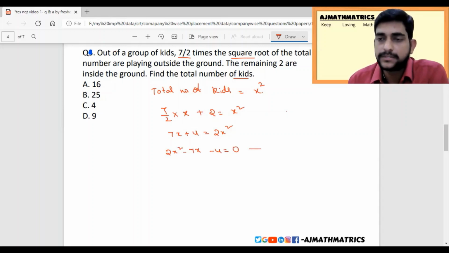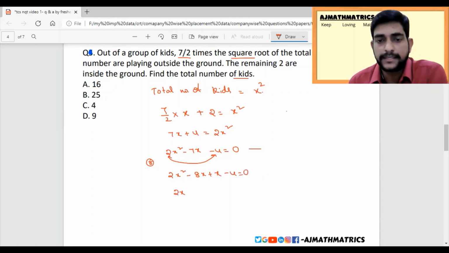As this looks like a quadratic equation, we need to find the factors for that. So how do you find the factors? Multiply 2 into 4, which is 8. So we need to consider two values which make the coefficient of x here. Which means 2x square minus 8x plus x minus 4 equals 0.